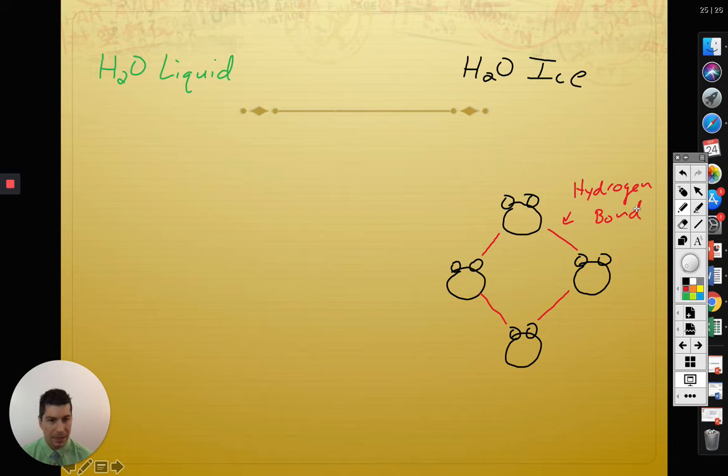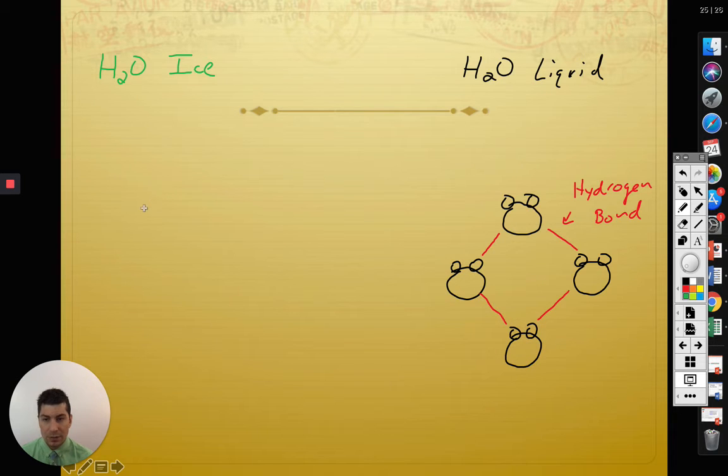Okay. Here's what happens. When it turns into, whoops guys, I'm sorry, I screwed up here. Let's say this one is the liquid. My fault. Drew them on the opposite sides. Okay. So this will be our liquid. This will be our ice. So in your liquid, there's your hydrogen bonds.